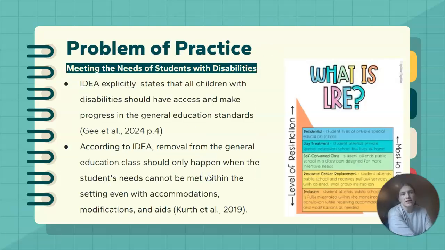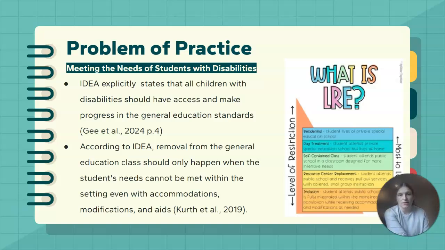Problem of practice. So with the IDEA in 2004, they explicitly stated that all children with disabilities should have access and make progress in the general education standards, and that removal from general education should only happen when the need is there. So if they cannot be met within the general education setting with accommodations, modifications, teachers' assistants, paras, they should be educated, all students should be educated in the least restrictive environment.